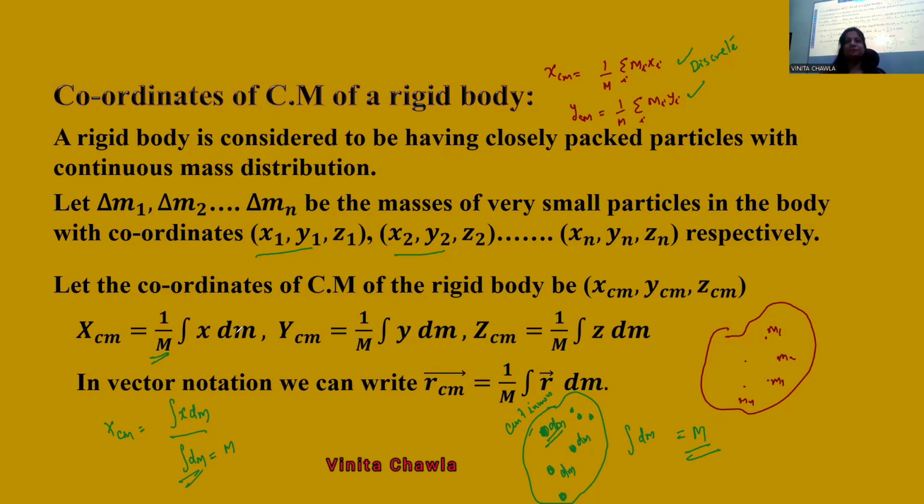और ऊपर में क्या आएगा? x dm का इंटीग्रेशन. जैसे m1 x1 था ना, तो m को हमने रिप्लेस कर दिया dm से, and x is the x coordinate, and this is the y coordinate of dm, this is the z coordinate of dm. Okay, clear? So general in vector form we write like this: RCM is equal to 1 by m integral vector r dm. Clear? Easy.